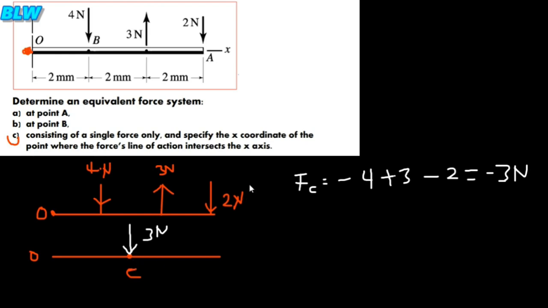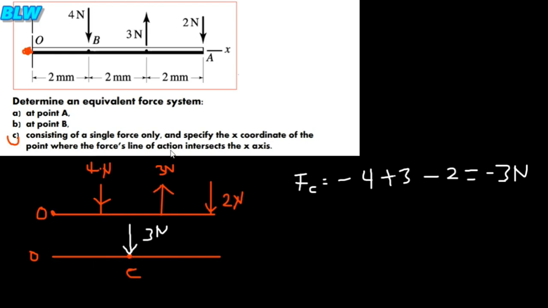The question says that you should specify the x coordinates of the point where the force's line of action intersects the x axis. You are going to specify the x coordinates of this point here, where the force's line of action intersects the x axis. So what this means is that we should find the distance of this point C from the point of rotation O.